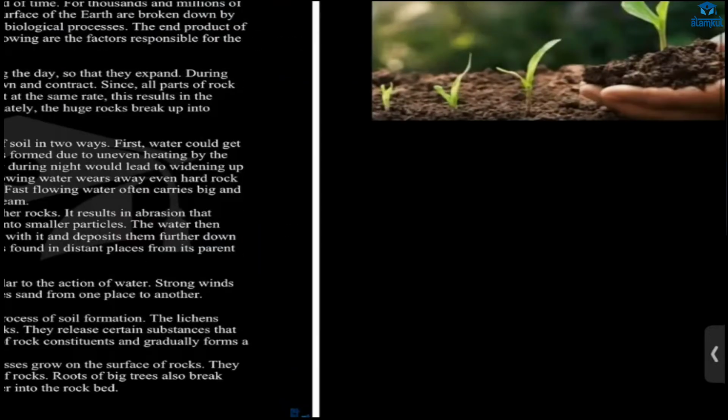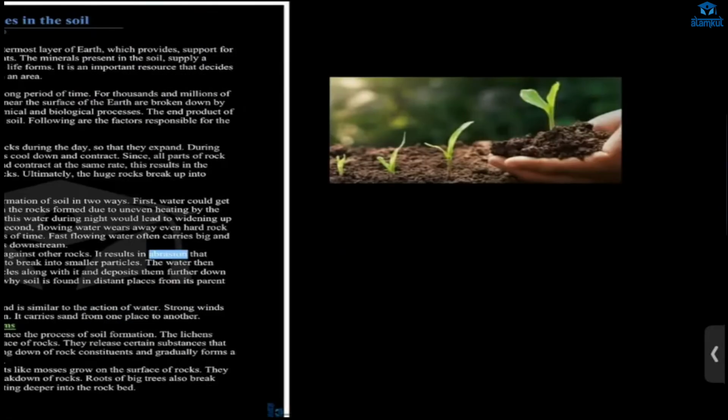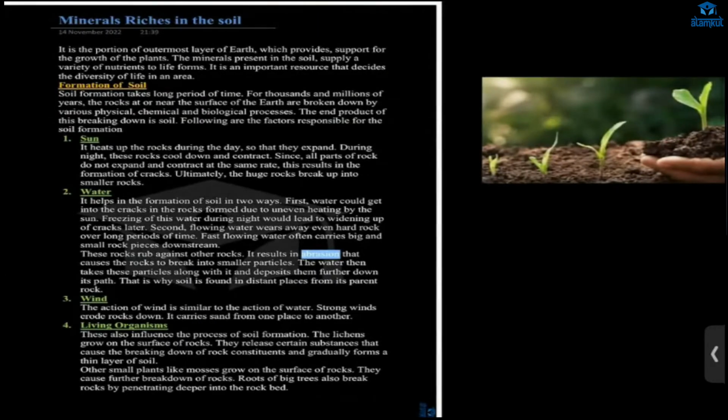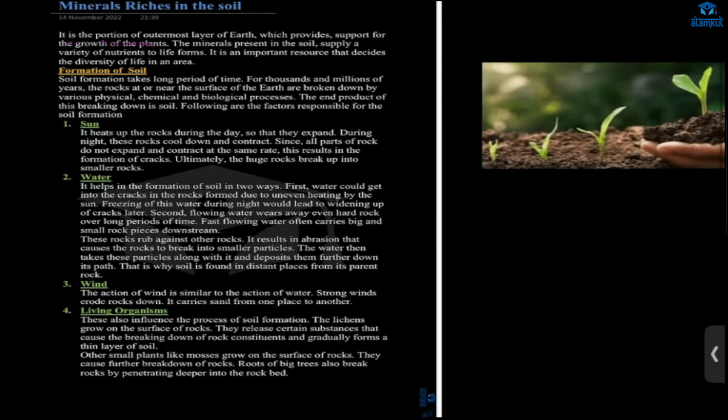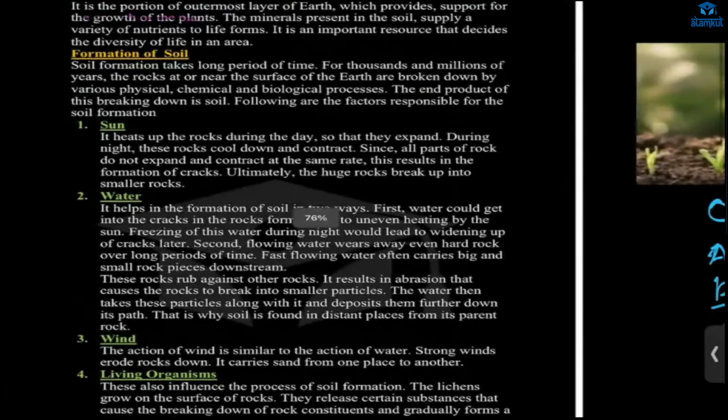Next, we will talk about the soil, outermost layer of the earth, right, which provides support for the growth of plant, that is soil. And soil has how many layers? O horizon, A, B, C horizon. Okay. Profile, soil profile. How is soil formed?